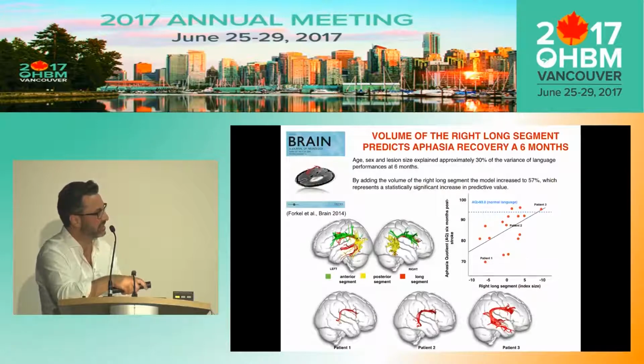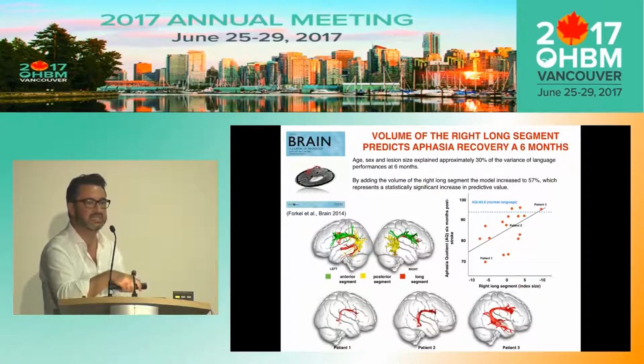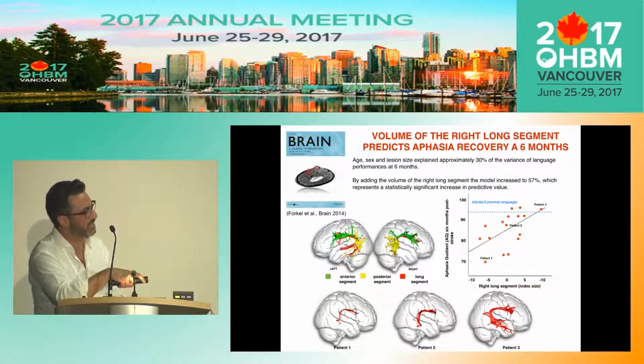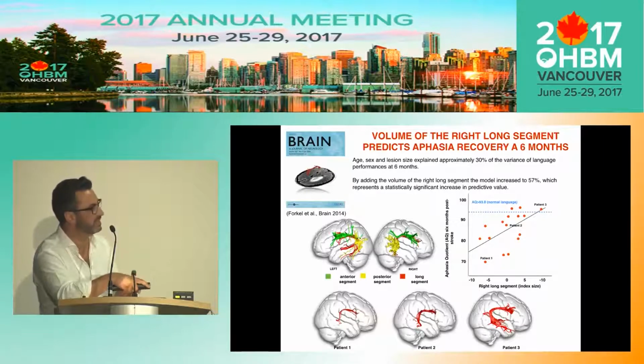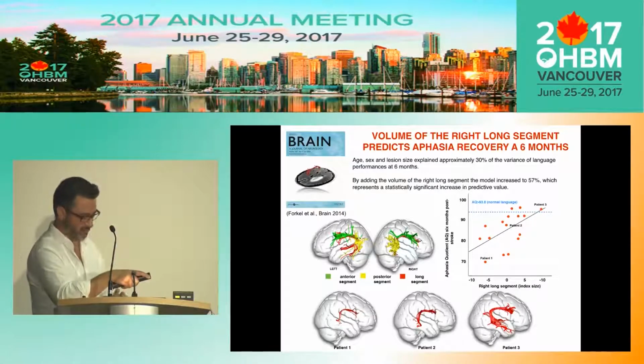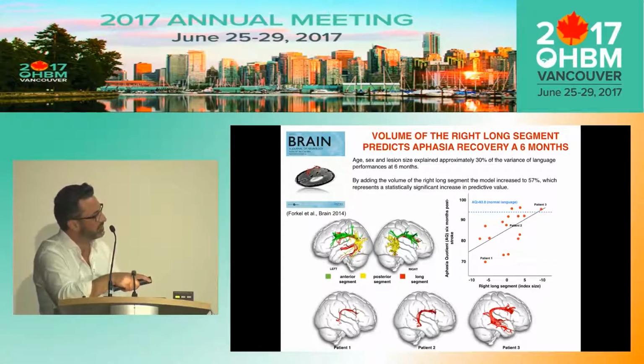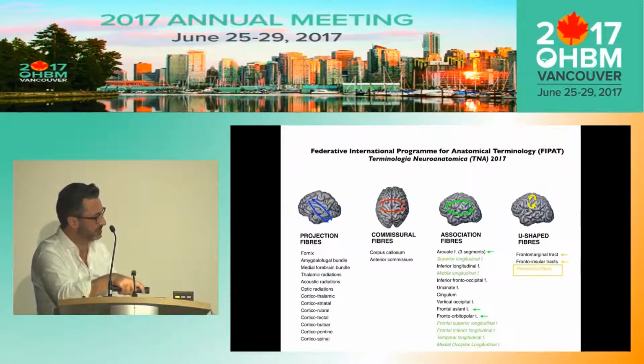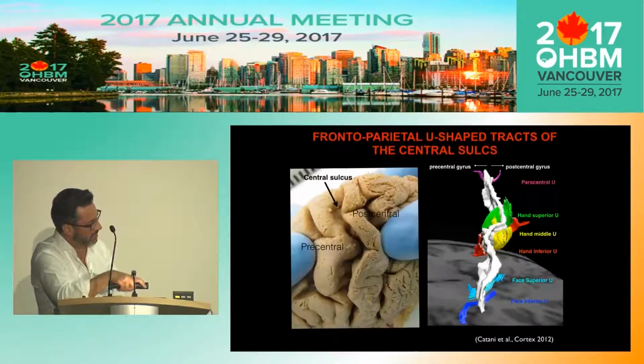like semantic clustering. This has clinical implications because if you have a stroke to the left and you have a large right long segment, the chances of recovering at 6 months are much higher compared to those that don't. And that increases the clinical predictions of classical predictors of stroke recovery from 30 to 60% by taking into account this anatomical pathway.